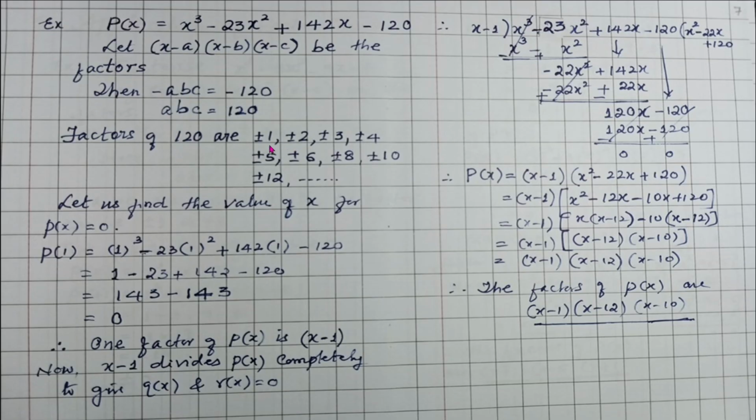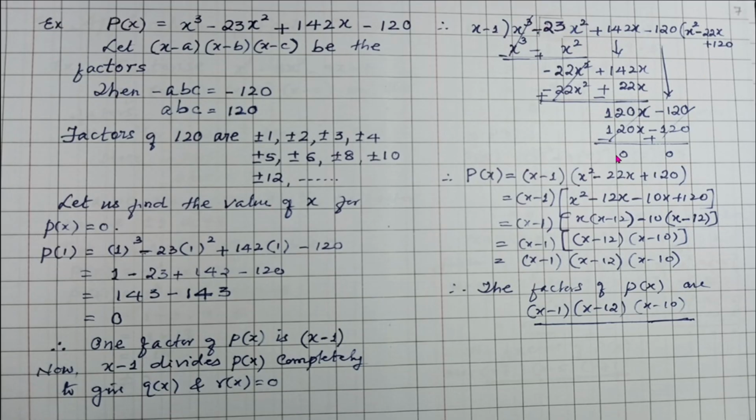The factors of 120 are plus minus 1, plus minus 2, plus minus 3, plus minus 4, and so on. Now let us find out the value of x for which p of x is equal to 0. So let us start with plus 1. So p of 1, we find it is 0 by putting the value of x as 1 in this polynomial. We find that p of 1 is 0, therefore x minus 1 is a factor. And if x minus 1 is a factor, now it becomes very simple. Divide this by x minus 1, then since it is a factor, it will completely divide this, and we get a quotient, and that quotient is x square minus 22x plus 120.